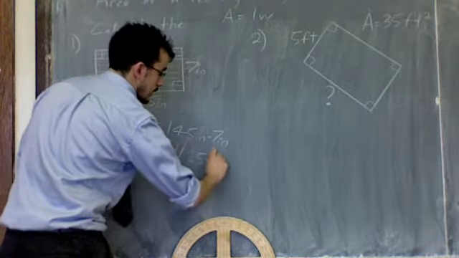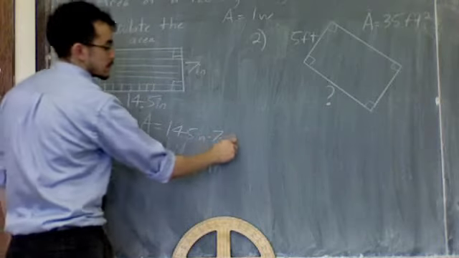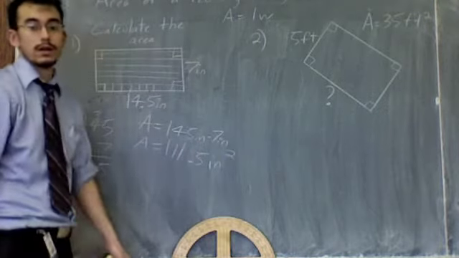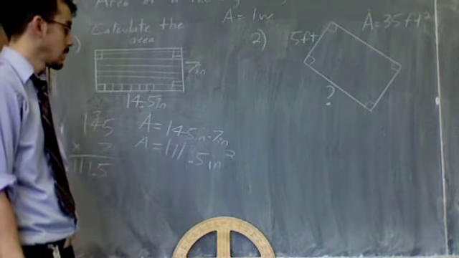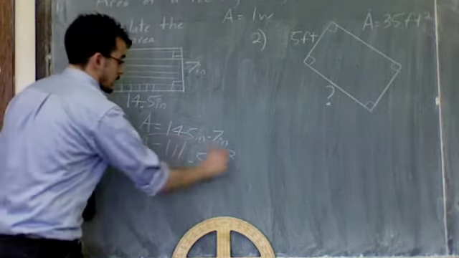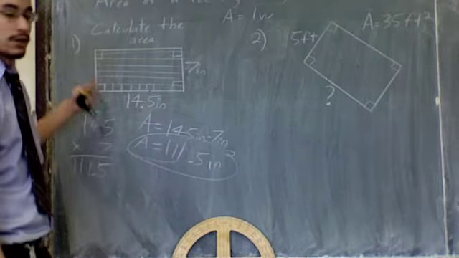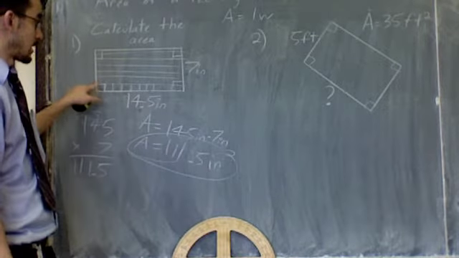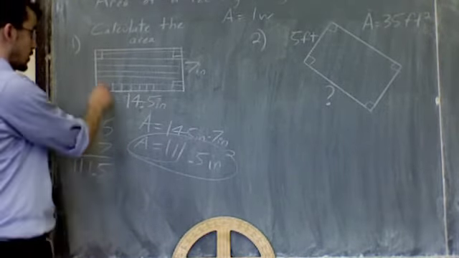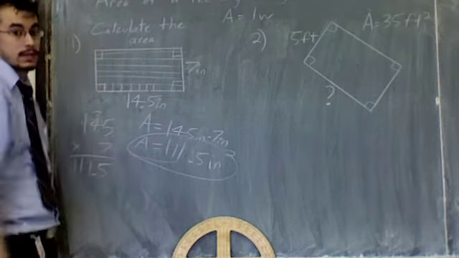And the unit is not inches anymore. Since it was inches times inches, it's now inches squared. Okay? That's the answer. The area of this rectangle is 111.5 inches squared. You could fit 111 and a half of those little tiny 1 inch by 1 inch boxes. 111.5 of these guys in there.